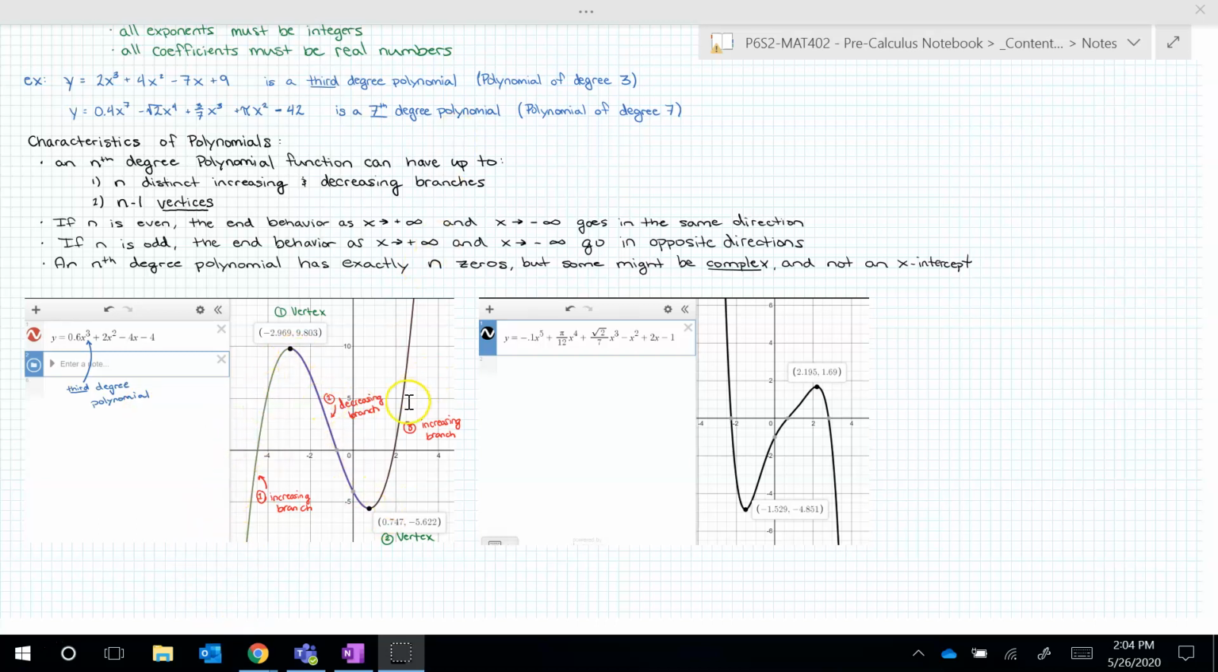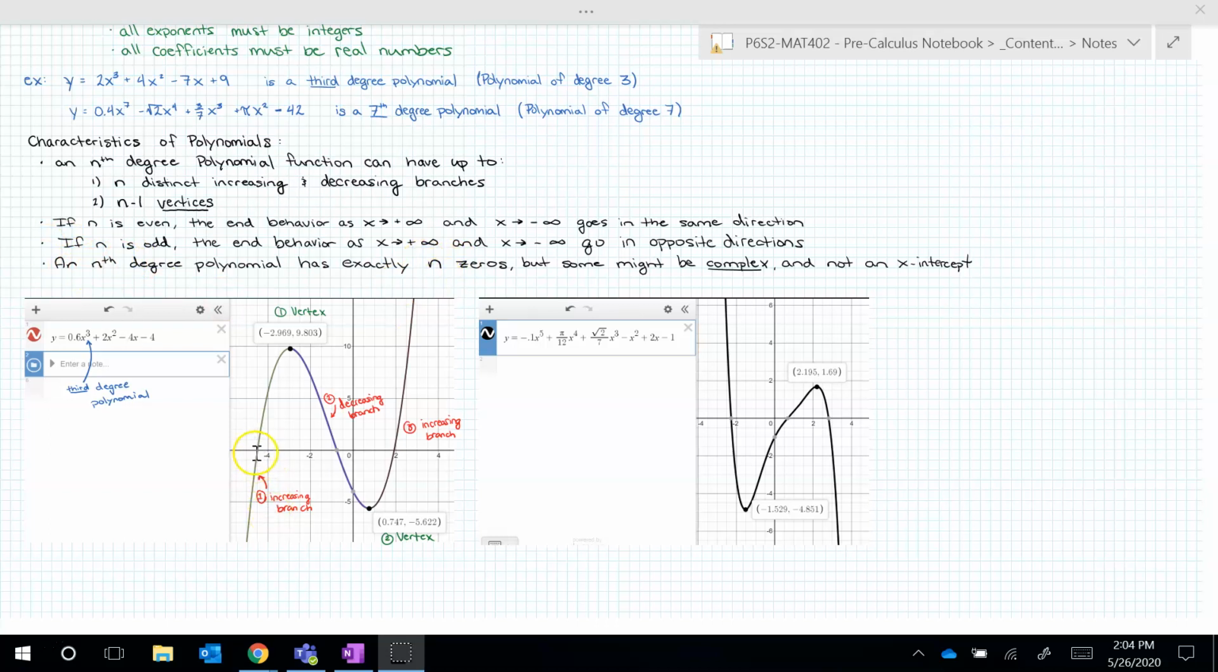So my end behavior, right? If they're going in opposite directions, if one is going up and the other is going down, I know that it should be an odd degree polynomial function. If I had one that was going in the same direction, say if this turned around and started to come back up, then that would indicate that it should be an even degree polynomial function. And every single nth degree polynomial will have exactly that many zeros, right?